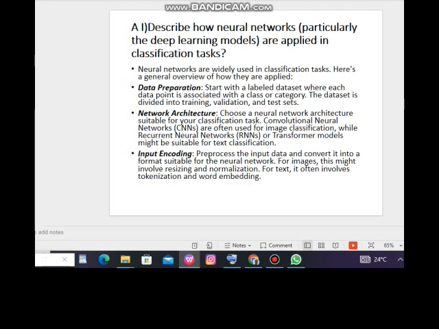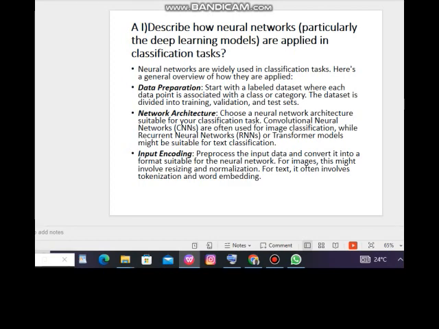The next task is network architecture. Choose a neural network architecture suitable for your classification task. Convolutional neural networks are often used for image classification, while recurrent neural networks or transformer models might be suitable for text classification.